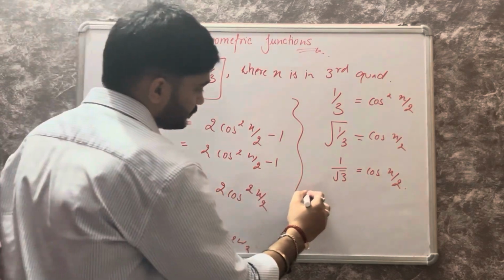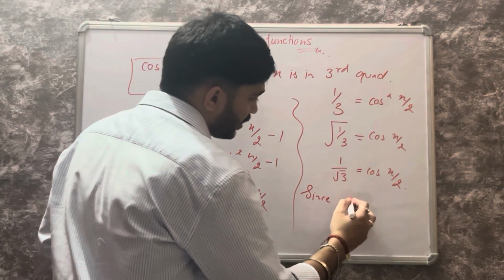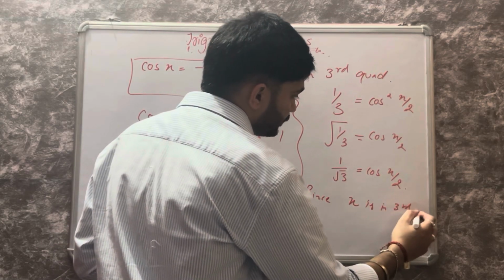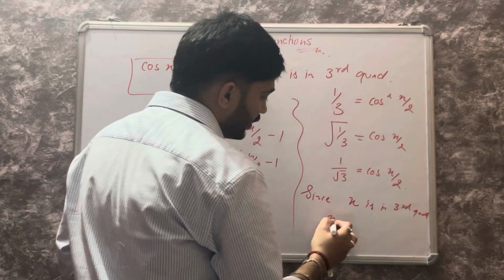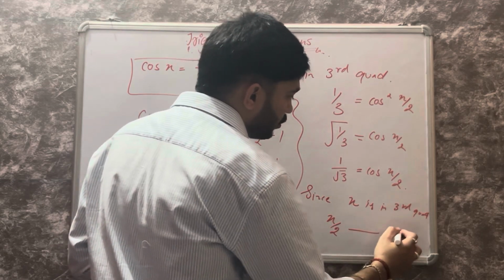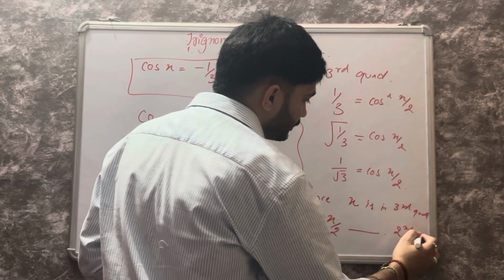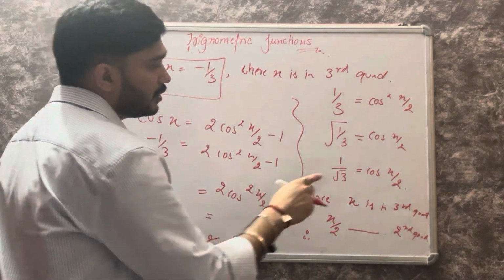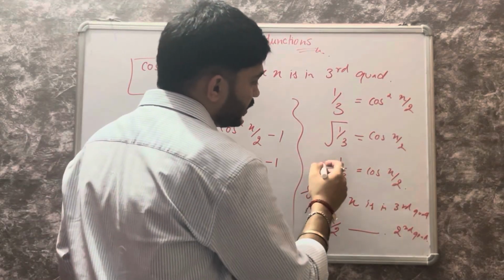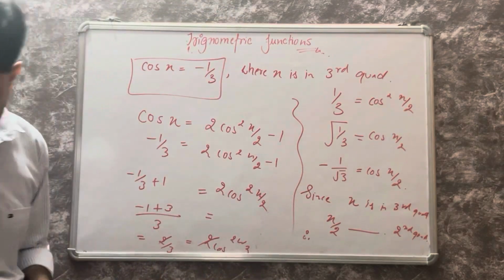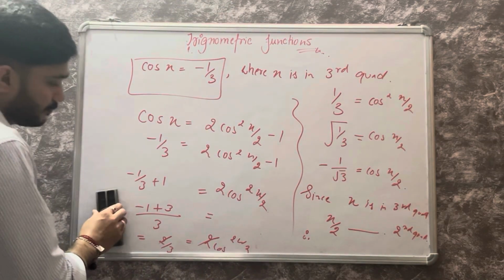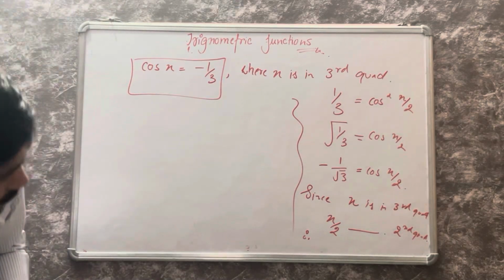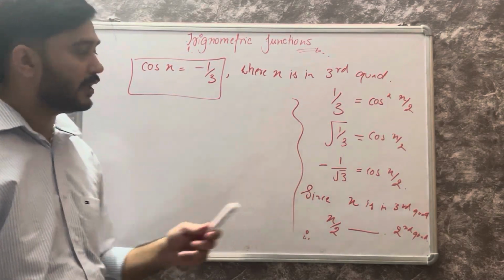Since x is in third quadrant, dividing x by 2, it will go in second quadrant. Therefore, in second quadrant, the cos x by 2 is negative. Now we have to find the value of sin x by 2 and tan x by 2.